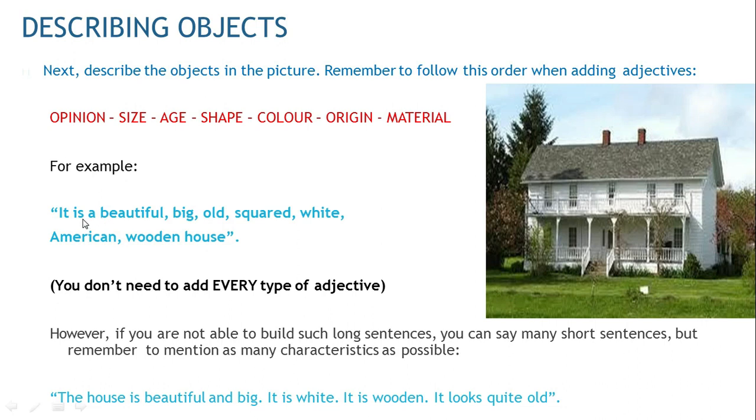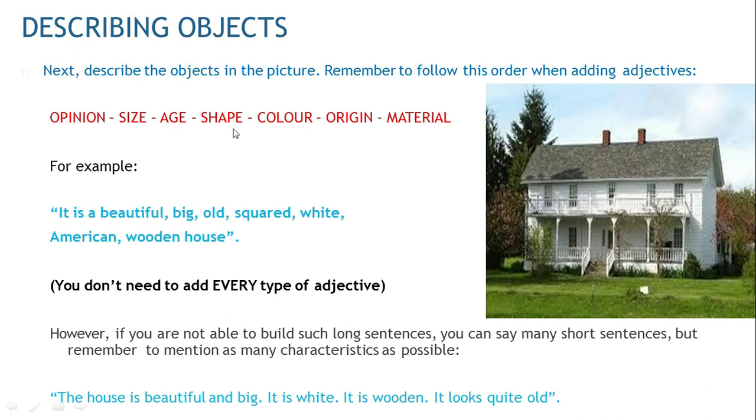For example, it is a beautiful, this is the opinion, beautiful. Then comes size, big; old, that is age; squared, shape; then white, color; American, origin; and the material is wooden house. Now the picture I described here: it is a beautiful big old squared white American wooden house. You cannot say it is a beautiful old big squared. No, if you disturb the sequence, then it will be wrong. You have to follow the order of adjectives. This is called the order of adjectives. You have to learn it.